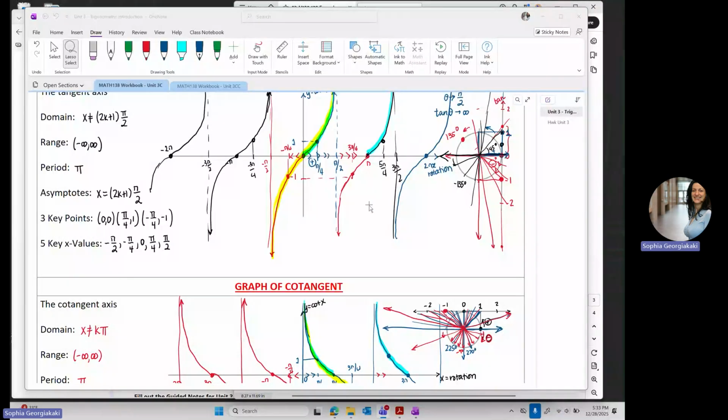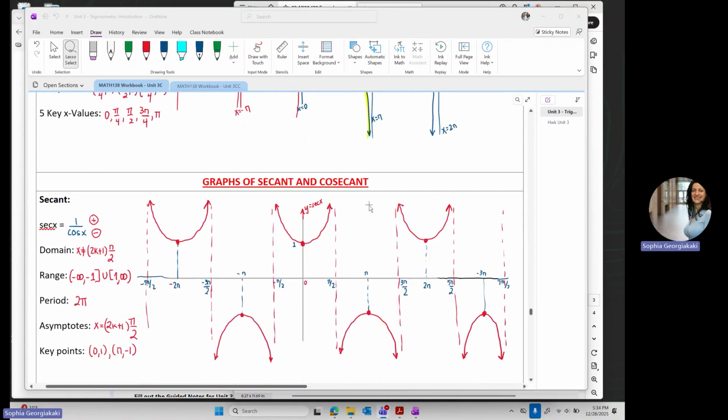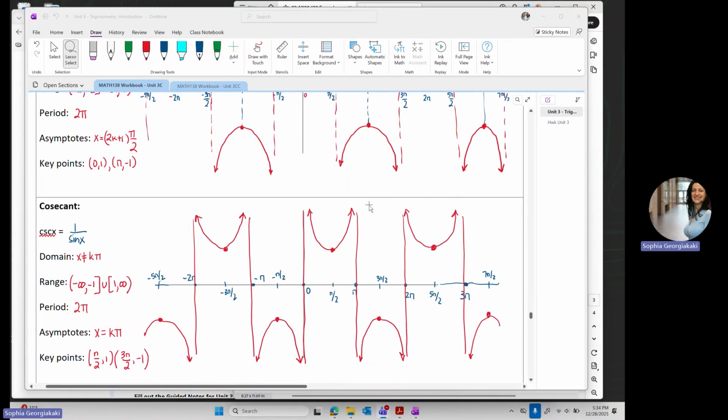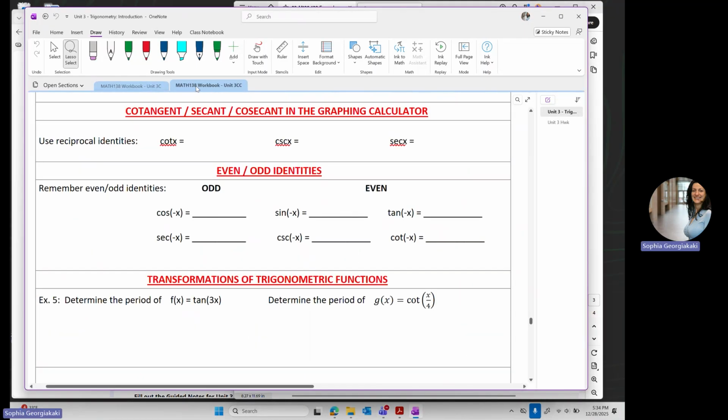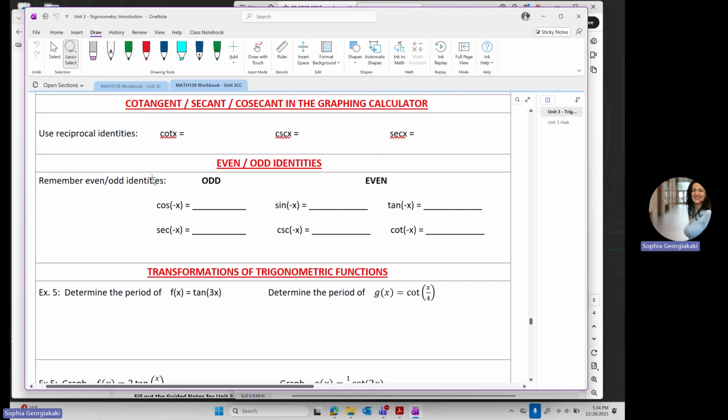We have looked at the graphs of the other 4 trigonometric functions, the tangent, the cotangent, the cosecant, and the secant. And now we will work on some applications of those, including transformations of graphs. The first application is how do we evaluate in our calculator the secant, the cosecant, and the cotangent if the calculator only contains functions for the cosine, the sine, and the tangent.